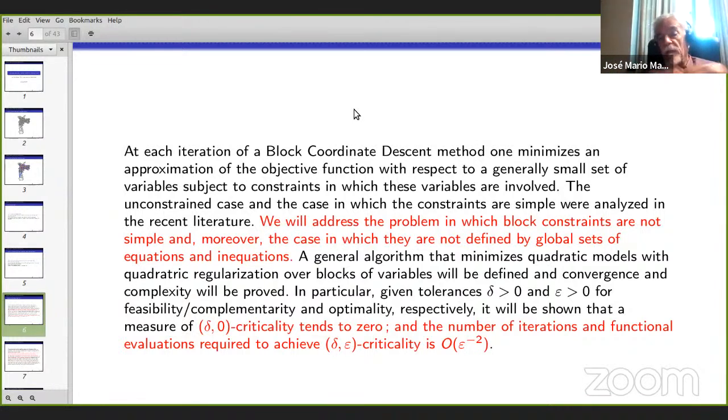I am going to present a general algorithm that minimizes quadratic models with quadratic regularization over blocks of variables. I am going to present convergence results and complexity results. In particular, given tolerances delta and epsilon for feasibility, complementarity, and optimality, I am going to show that a measure of criticality tends to 0, and the number of iterations and functional evaluations required to achieve criticality is of the order epsilon to the -2. This is what can be expected for this type of problems.